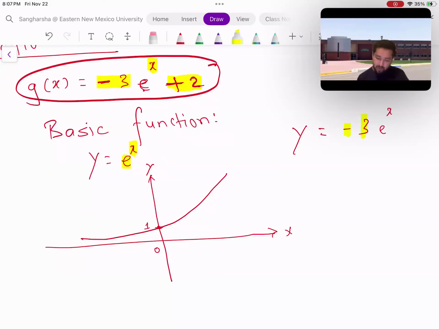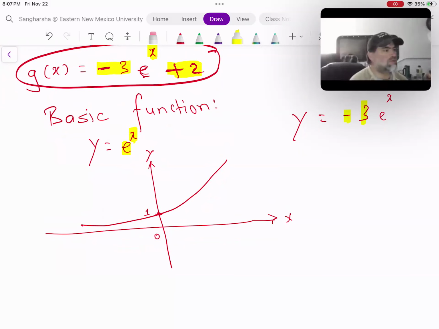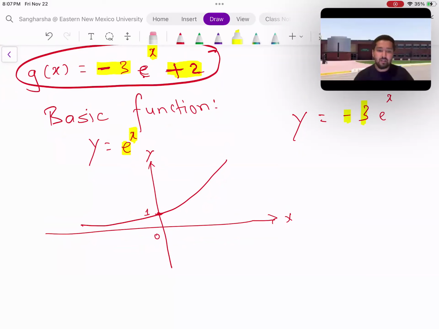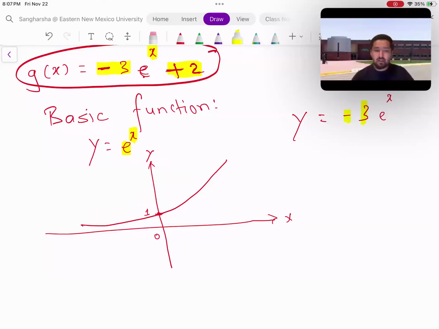Now, what happens when we multiply our function by a negative number? What kind of transformation do we see in the graph? Inverted, right? It's inverted. There will be a reflection. Will it be a reflection across the x-axis or the y-axis?